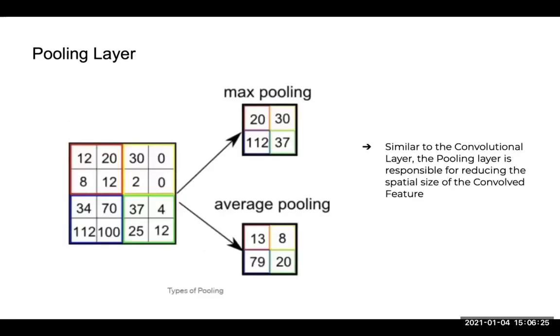In the pooling layer, there are two types of pooling, max pooling and average pooling. Max pooling returns the maximum value from the portion of the image covered by the kernel. On the other hand, average pooling returns the average value from the portion of the image covered by the kernel. Max pooling also performs as a noise suppressant. Hence, we can say that max pooling performs a lot better than average pooling.